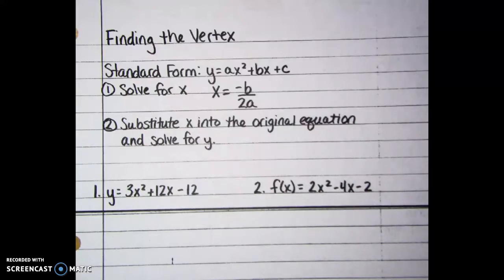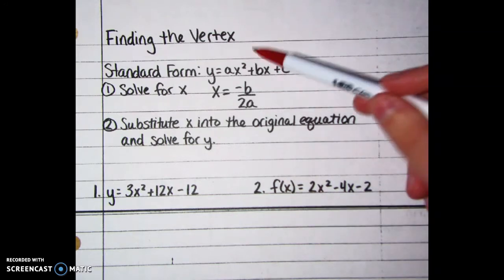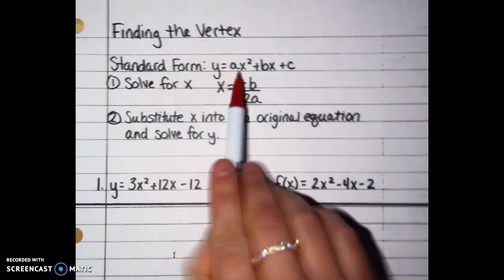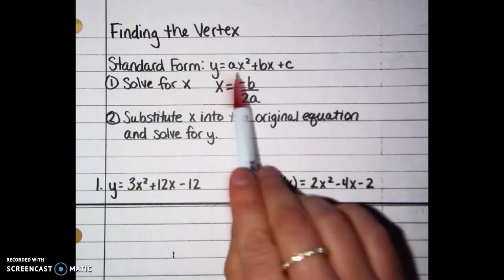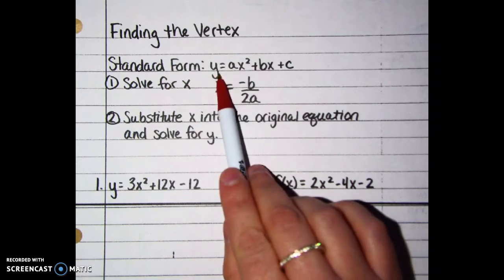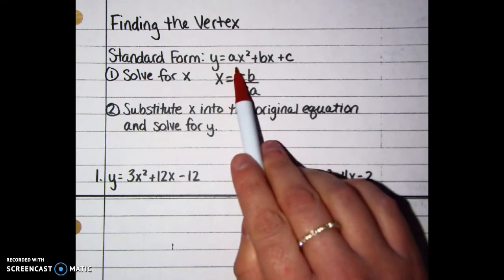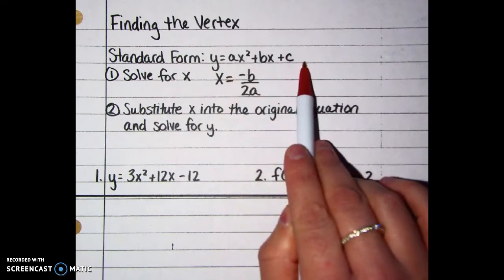These notes today are on finding the vertex, and after you learn how to find the vertex, you'll flip it over and you'll graph some parabolas. So first off, this is standard form of a quadratic: y equals, sometimes it's f of x equals, you can see down here, ax squared plus bx plus c.